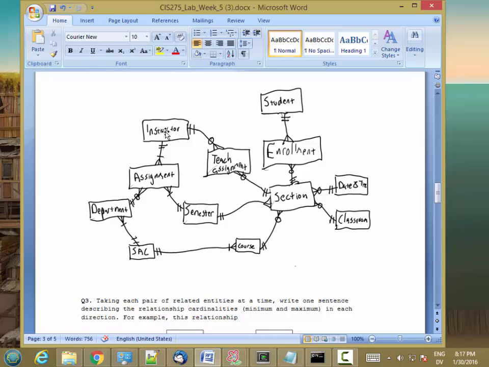So let's go ahead and I'm going to represent instructor, assignment, department, and semester as relations. And I'm also going to toss in SAC, even though you're only asked to do 4 of them. So let's start with instructor. Instructor is on the one side of this relationship and the one side of this relationship, which means that its primary key is going to be referenced from these foreign keys.